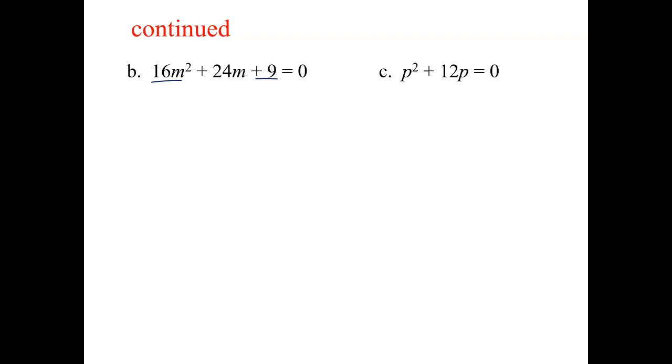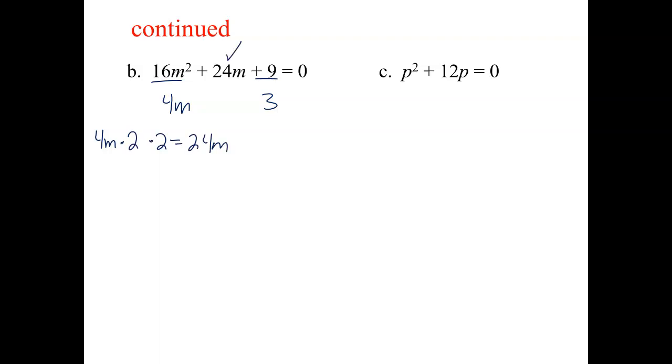So I got 4m, and I got 3. Okay, before I factor, I need to check. So what am I going to do with those? Multiply them, and then double it. That gives me 24. So then, yes, it is a perfect square trinomial.